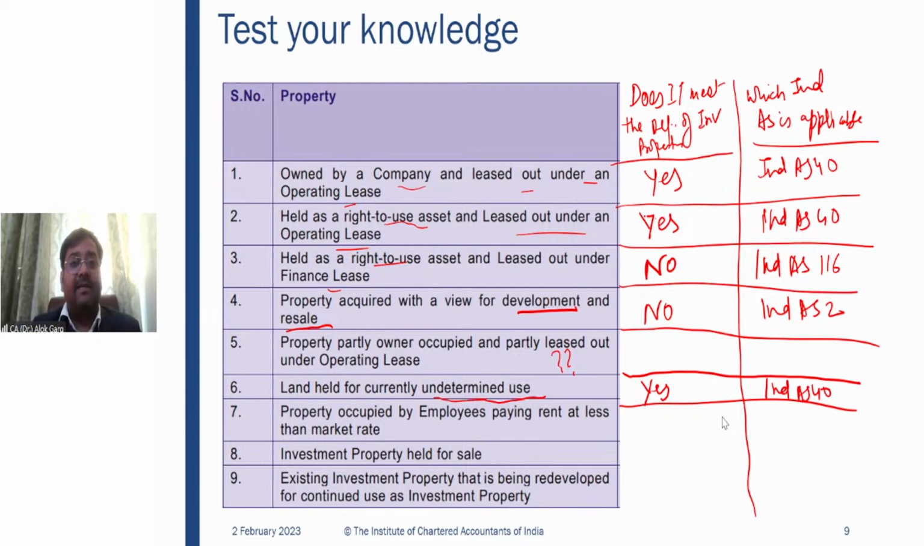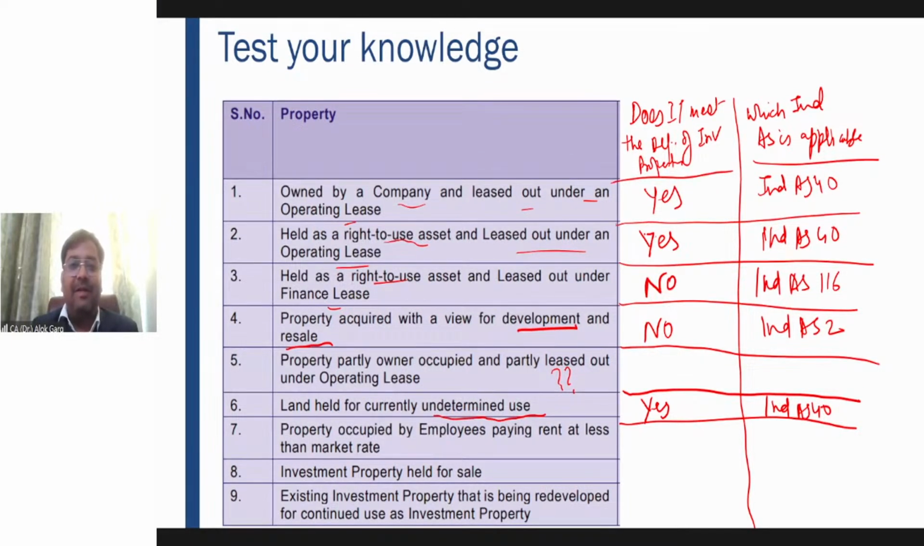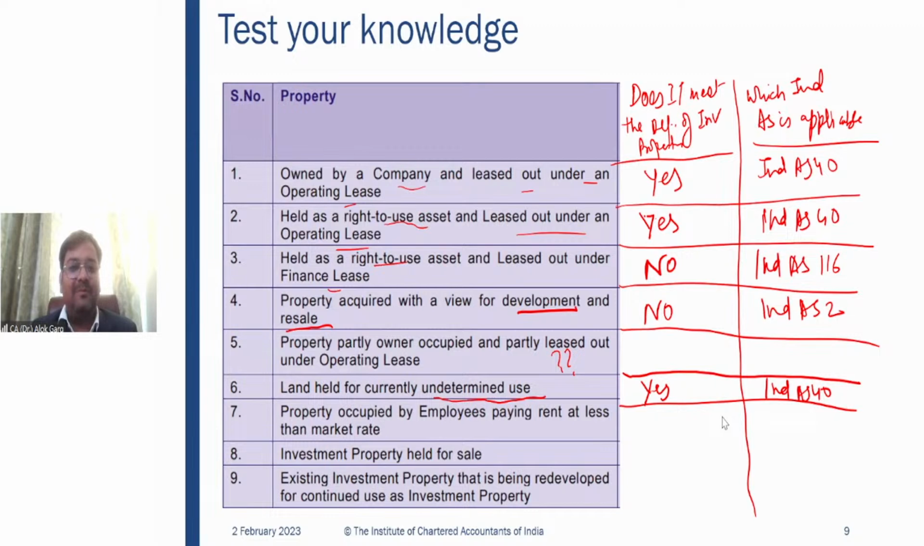So guys, tell me, in this case, whether it will be investment property or point number 7, your PPE. What will happen? Property occupied by employees paying rent at less than market rate. So friends, it is not an investment property. Why is it not an investment property? The objective is not only to earn rental, the objective is business purposes also, right? Why are these companies creating townships? These companies are creating townships so that employees will work in those companies. Otherwise, the employees will not be willing to come there. Are you getting me? So this is the reason.